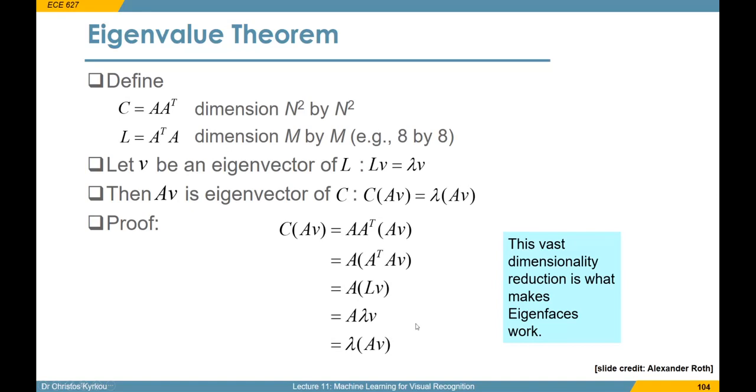And this basically tells us that we can just find the eigenvector V for the lower dimensional matrix, and we just multiply that with the matrix A, and we get the eigenvectors. This dimensionality reduction trick is what makes this EigenFaces algorithm work.